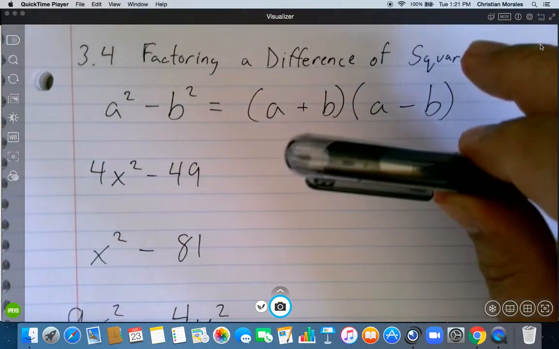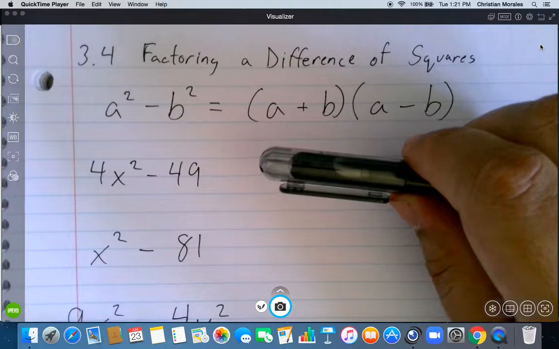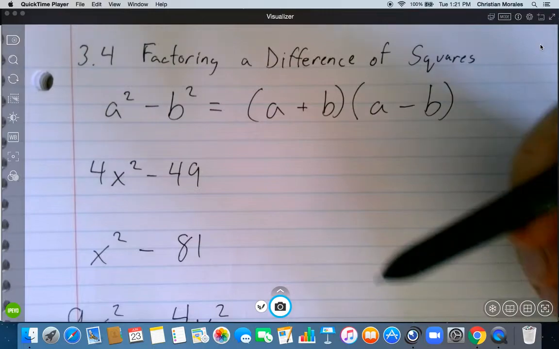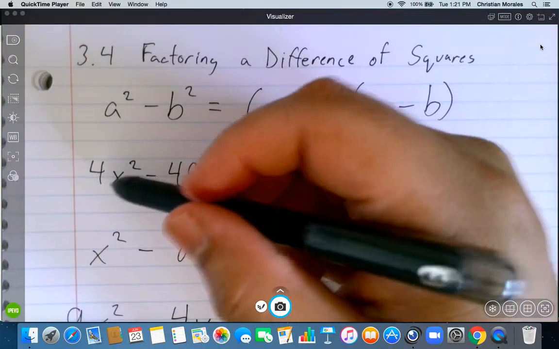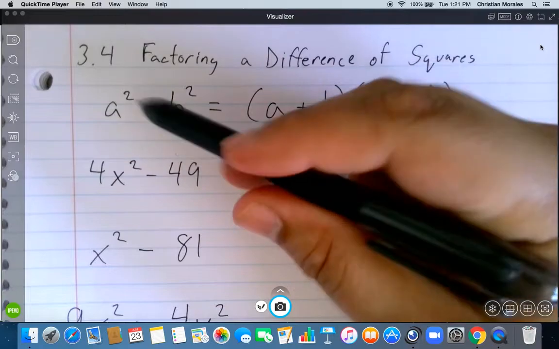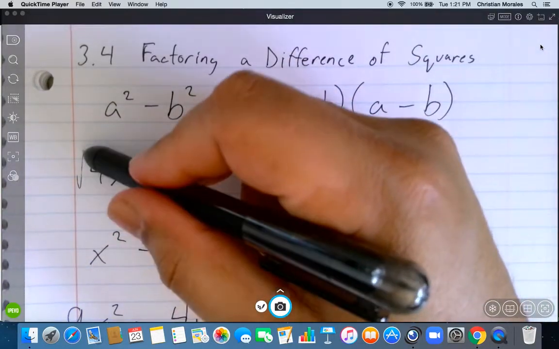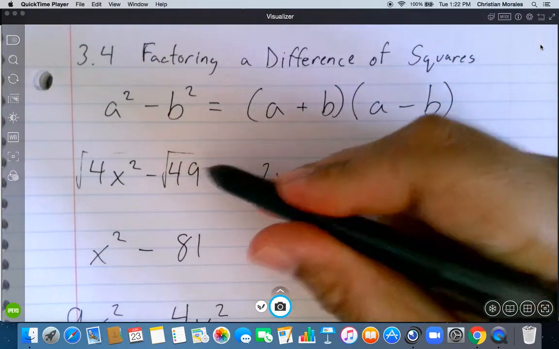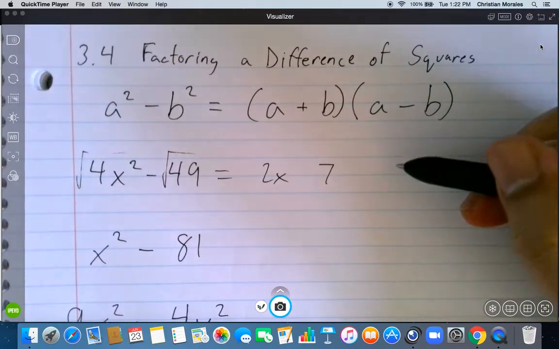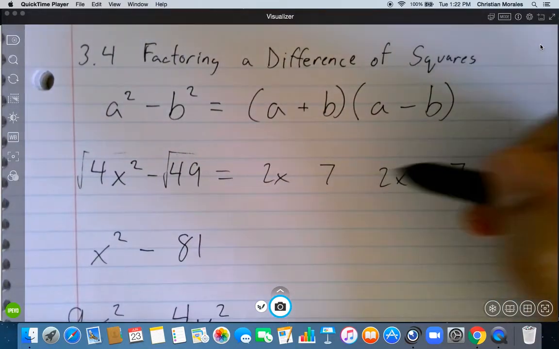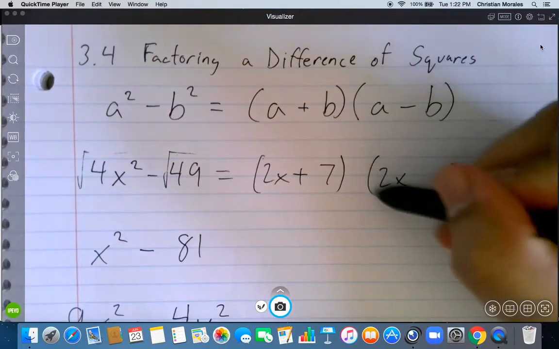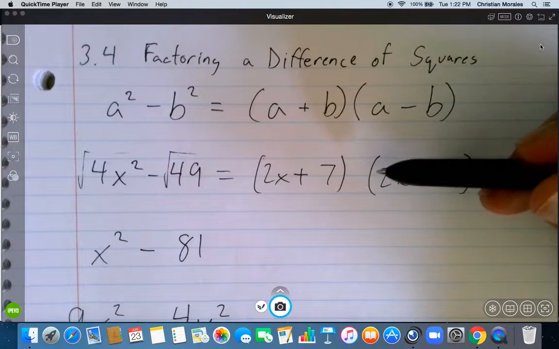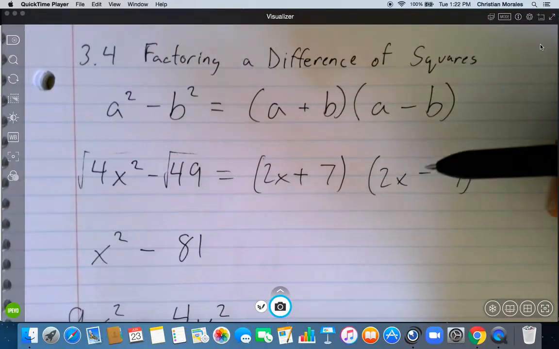So again, this is just a shortcut. You could try to put this in the X box, except you have no B. Your B is 0. So that's a little bit more complicated. So I recommend this. So here, two terms, they're perfect squares, and there's a minus sign in the middle. Take the square roots. You get 2x and you get 7. The difference is you're going to get two of them. One with a plus sign, one with a minus sign. Now it doesn't matter which one you put first, but this is your factored form. These are your two factors. And that's it. That's a shortcut.